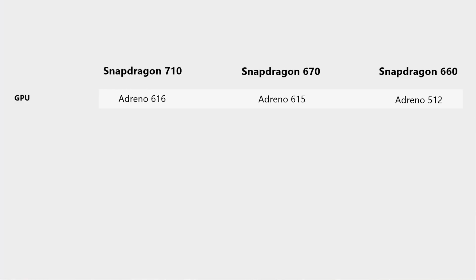Well, not quite, because the GPU and some other peripherals are not the same. There are some big differences. So the GPU is an Adreno 615 and not a 616 that we can find on the 710. So basically, it's slightly less powerful than the 616, but it's definitely more powerful compared to the 512 that can be found on the Snapdragon 660.